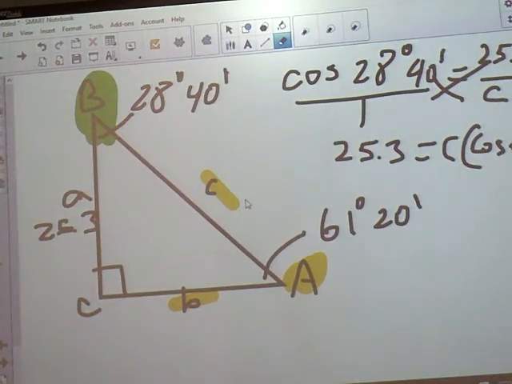Do you still want it in like degrees and minutes? No, this is just centimeters, so just round it to the nearest tenth will be fine, because this is a side length. What'd y'all get on it? I got 27.0.